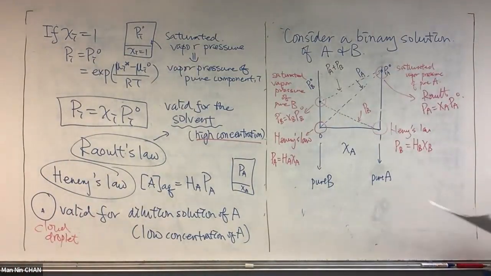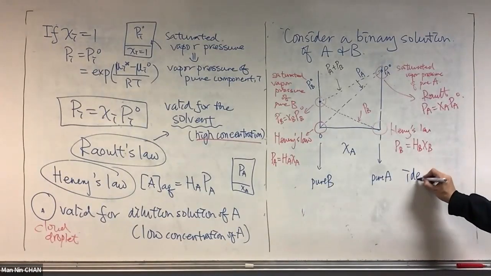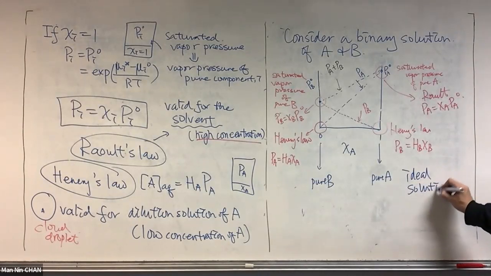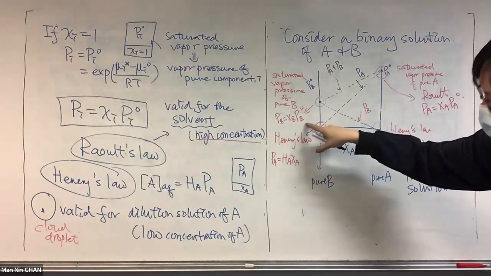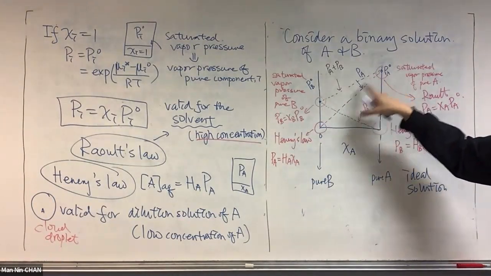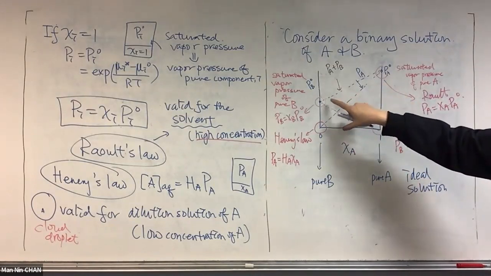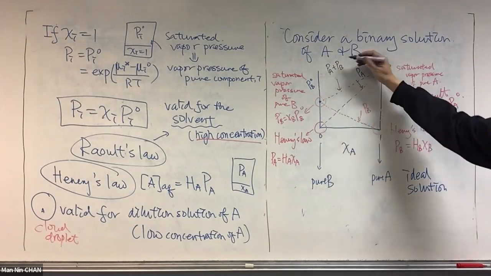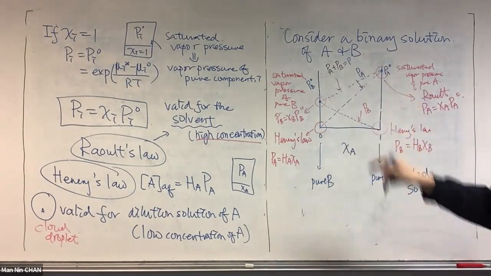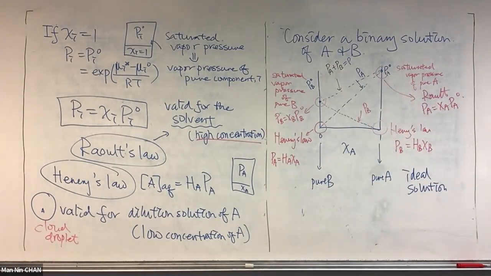Now every time we talk about this graph, we always talk about an ideal solution. Because you have the ideal solution, you have this linear relationship, a straight line here. And if you look at your total vapor pressure, you just add them up for your total pressure. But we are not always in an ideal solution. We can always have a non-ideal solution.